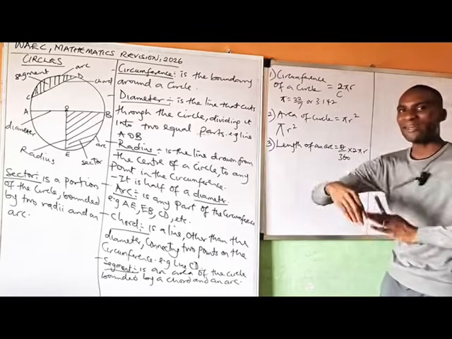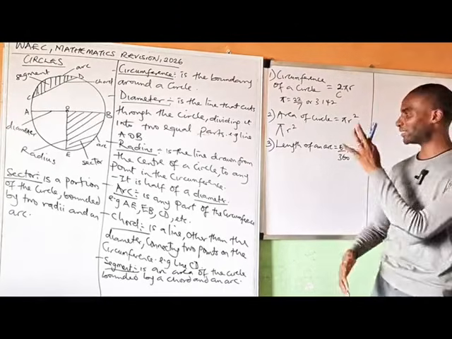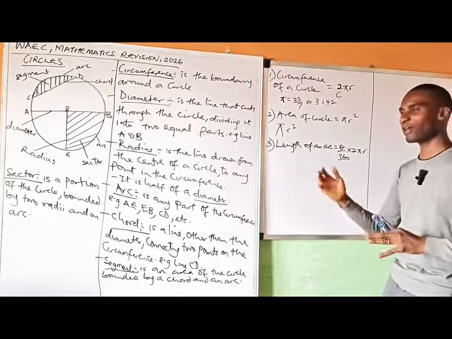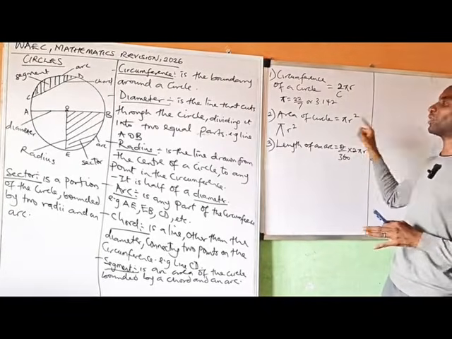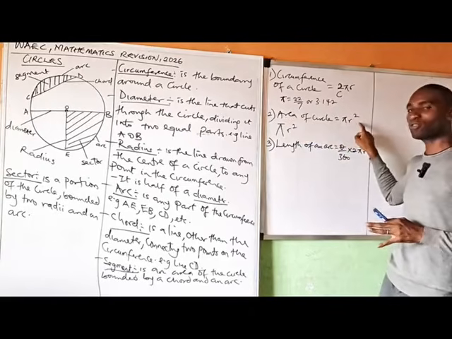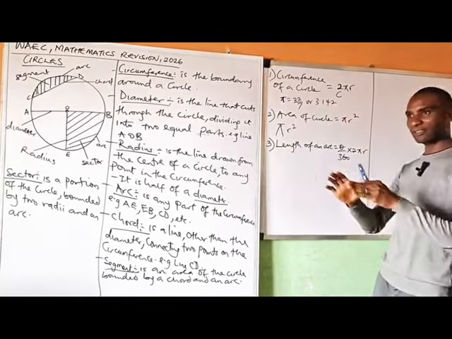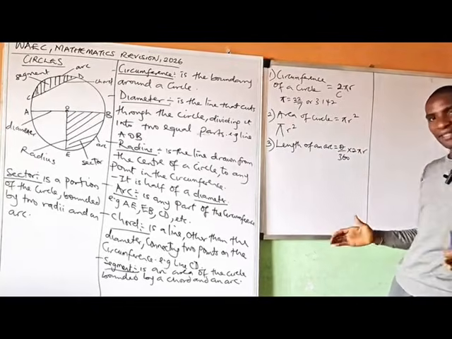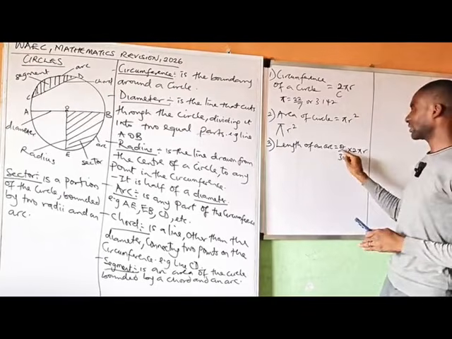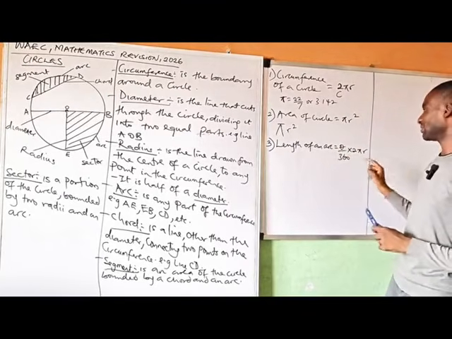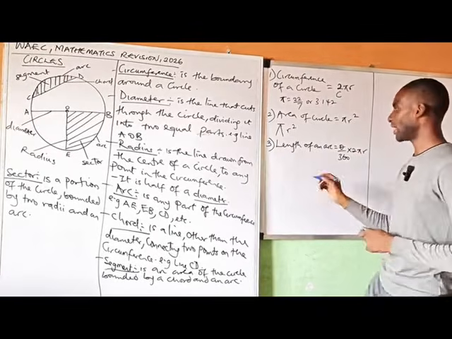But when we are dealing with area, calculating the area of a sector, area of this, area of that, we deal with pi r squared. From this area, pi r squared. But if we are dealing with length of this, circumference, length, distance, we are dealing with 2 pi r. So the length of an arc is theta over 360 times 2 pi r.